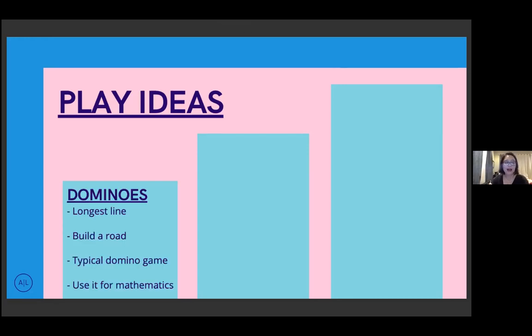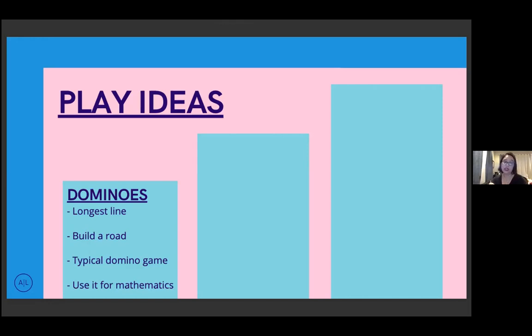Okay, a lot of households have dominoes. These are some of the ideas that I could give you. You could play longest line, build a road. Let's say if your children are keen on vehicles, you can build a road with your dominoes, build a bridge with your dominoes, build a tower with your dominoes.